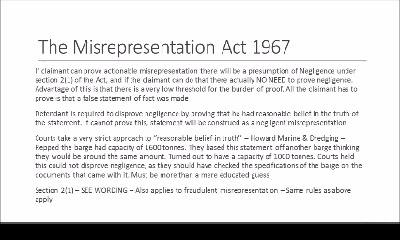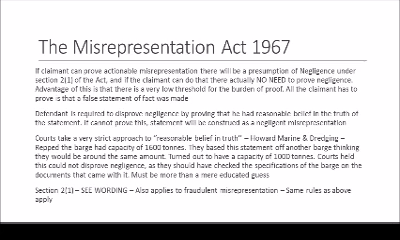Right then, now moving on to the Misrepresentation Act 1967. Under the Misrep Act, if a claimant can prove that an actionable misrepresentation had occurred, so a false statement of fact that induced him into the contract, then there'll be a presumption under Section 2, subsection 1 of that Act that the defendant was negligent.